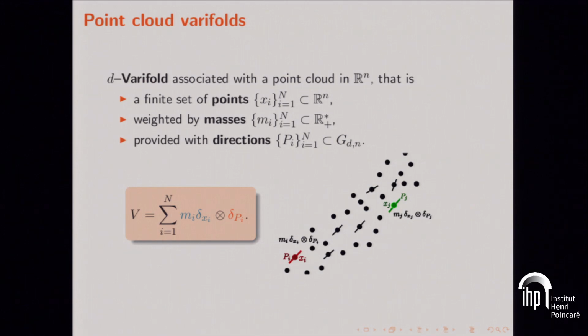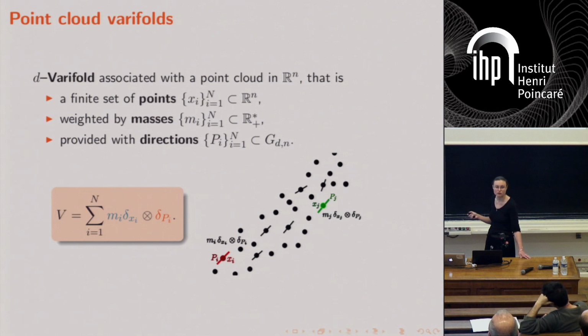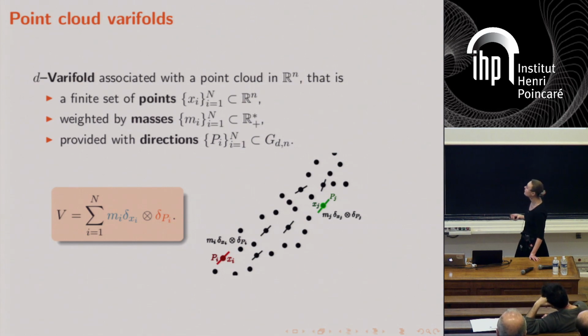To define a varifold, you will need points in your space, masses, and directions, and then you can take a weighted sum of Dirac masses in space and Dirac masses in direction. So that's also a varifold structure.